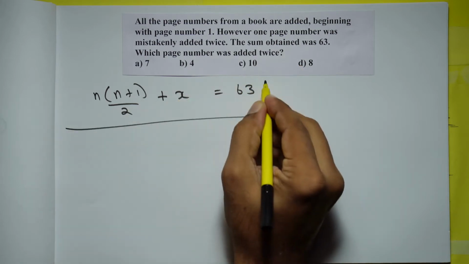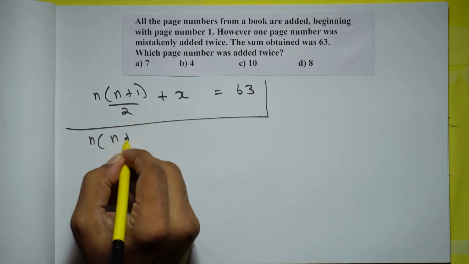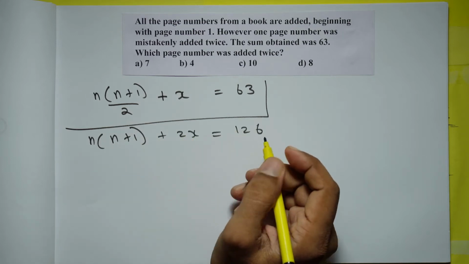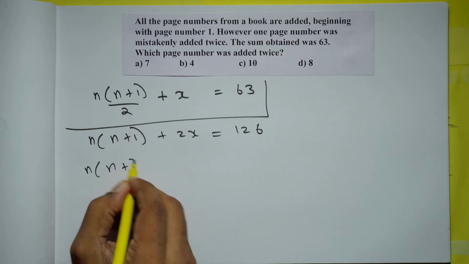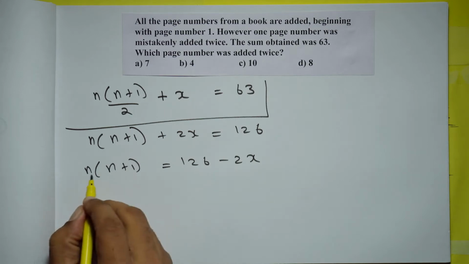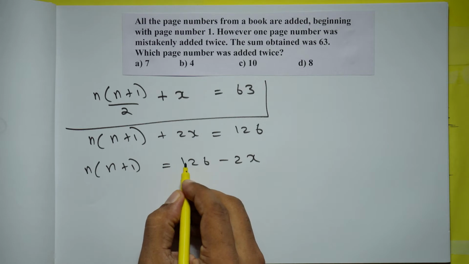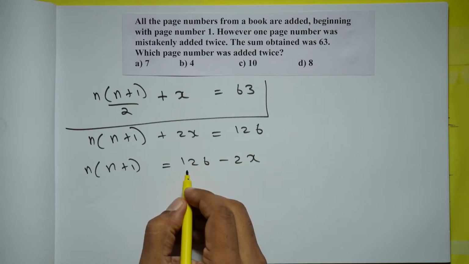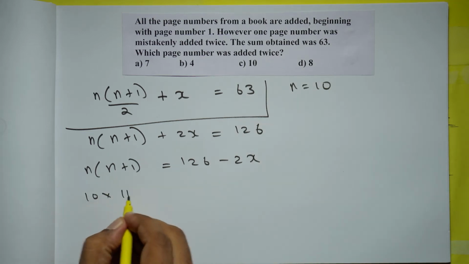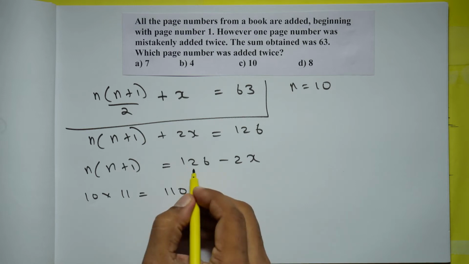Now I'll multiply throughout by 2, so all the denominators will go off. So n into n plus 1 plus 2x is equal to 126. So n into n plus 1 is equal to 126 minus 2x. Now we must find out the minimum value of n such that n into n plus 1 is just less than 126. Now if you consider n is equal to 10, 10 into 10 plus 1, 11, that is equal to 110. You can see that it is just less than 126.